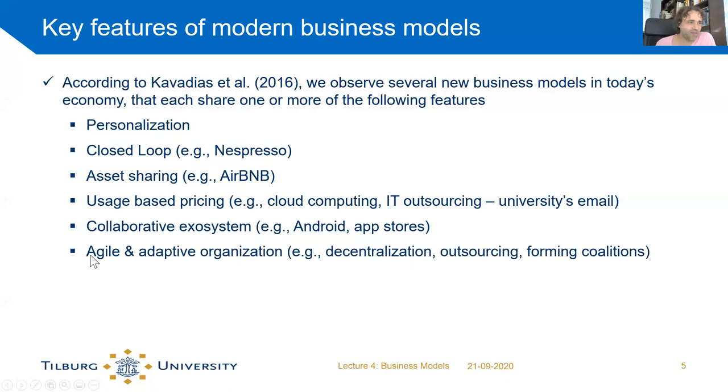Well, the last one is not that interesting either. So agile and adaptive organizations, so decentralization, outsourcing, coalitions. We'll talk a bit about that more in the lecture about virtual organizations. And a collaborative ecosystem, finally, is what you see now is that many organizations work together in providing a service to customers. So if you think of Android or Apple, they work together with telephone companies, with app developers, etc., in order to provide apps to mobile phones.